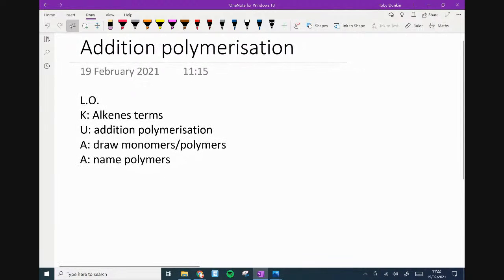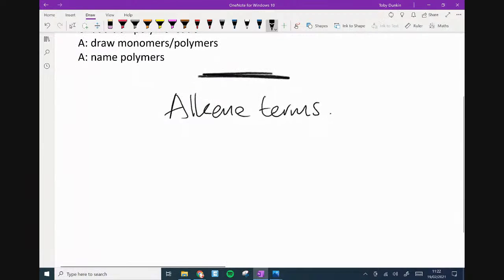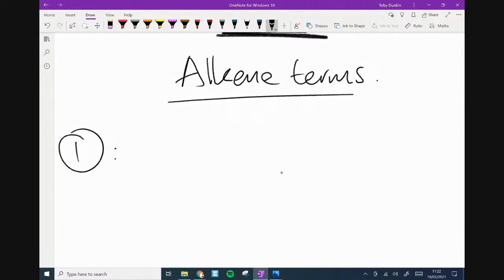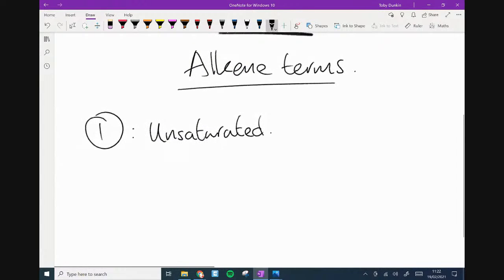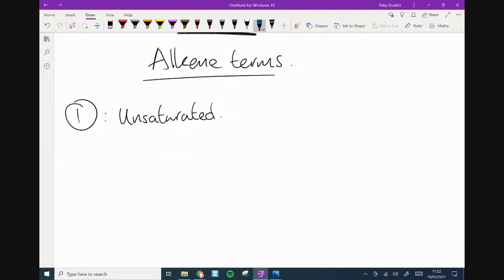Okay, so let's do some terms. The first thing we need to do is alkene terms. These are just the words that they're going to ask you in your exam. Number 1, or even underline it if we wish, is they're going to say it is unsaturated. The word unsaturated has a definition. I'll do the definition in blue.